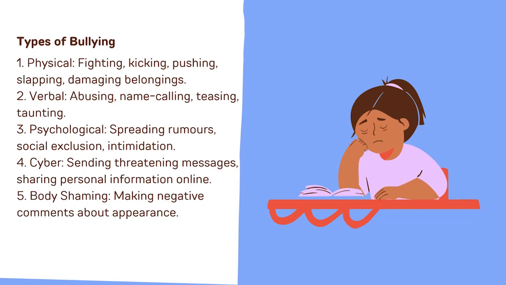Let's look at the different types of bullying. Physical: fighting, kicking, pushing, slapping, damaging belongings. Verbal: abusing, name-calling, teasing, taunting. Psychological: spreading rumors, social exclusion, intimidation. Cyber: sending threatening messages, sharing personal information online. Body shaming: making negative comments about appearance.